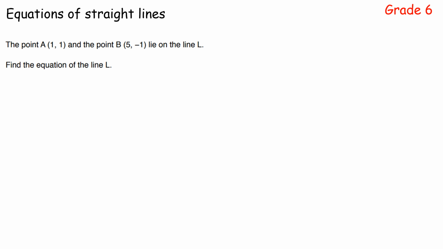The next question: the point A, which is (1, 1), and the point B, which is (5, minus 1), lie on the line L. Find the equation of the straight line. So again, I'm going to write out y equals mx plus c. The only difference here is I haven't been given the gradient, so I do need to find the gradient between those 2 points. So I'm going to use this formula, which is the change in y divided by the change in x. Okay, and I'm going to use that to work out my gradient.